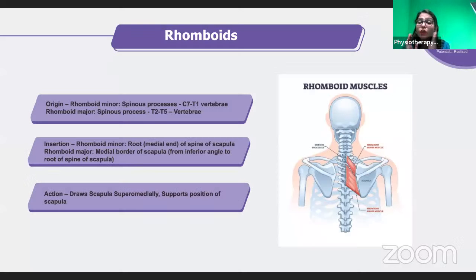Now, this was about the rhomboids, and rhomboids also help in stabilization of the scapula. So whatever muscles are small and closer to the scapula, those muscles will help in stabilization of the scapula.